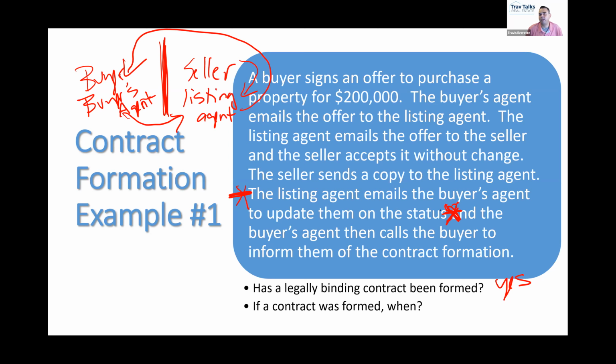All the other communication, buyer talking to buyer's agent, does that mean anything? Nope. Seller talking to the listing agent, does that mean anything? No. Whenever you're doing this, communicating with your own agent means absolutely nothing, but communicating with somebody on the other side means everything. Does that make sense for everybody? Okay. So yes, we have a valid contract, and that is formed when the listing agent emails the buyer's agent. Anybody not okay with those two answers to that question?